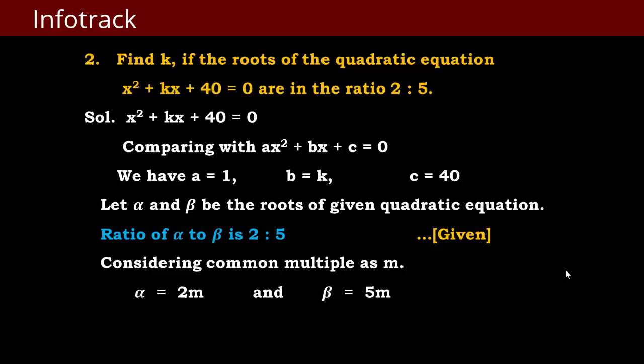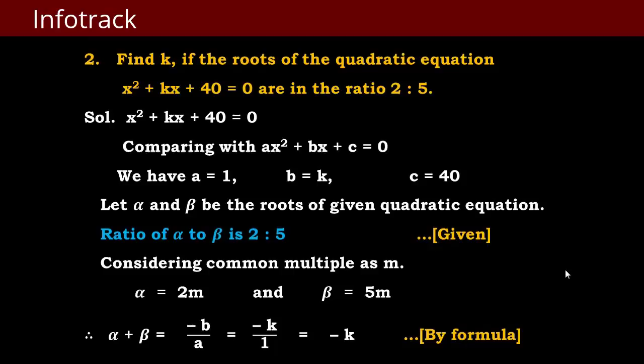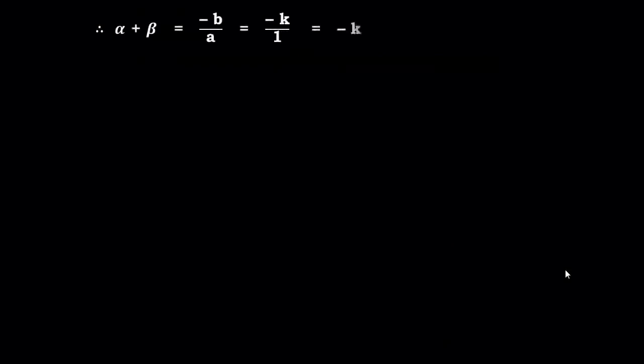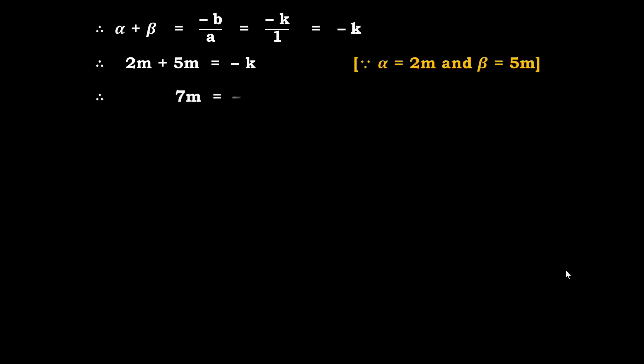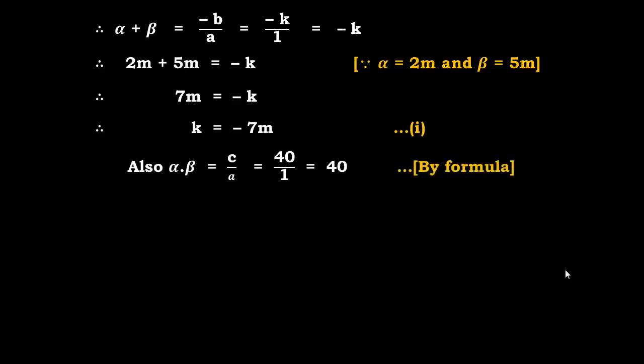Now we can write alpha plus beta is equal to the formula minus b upon a. See, b is k, a is 1. So minus k upon 1, that is minus k. Alpha and beta's values are 2n and 5n. We get 2n plus 5n is equal to minus k, that means 7n is equal to minus k. So k is equal to minus 7n. Now we have one more formula, that is alpha into beta is equal to c upon a, 40 upon 1, that is equal to 40.